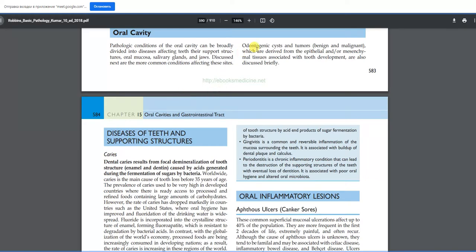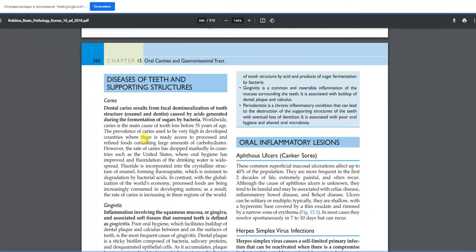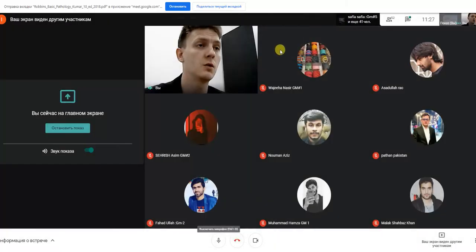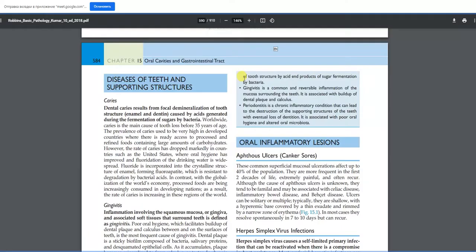So here you see, discussed next are more common conditions affecting these sites, like odontogenic cysts and tumors, which might be benign or malignant. They are derived from epithelial and very rarely mesenchymal originated tissues, and related to teeth development. Of course, we have teeth. So what are teeth?